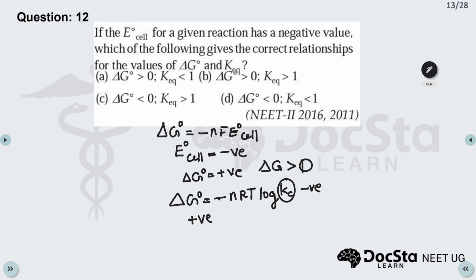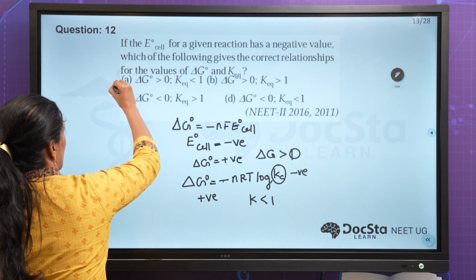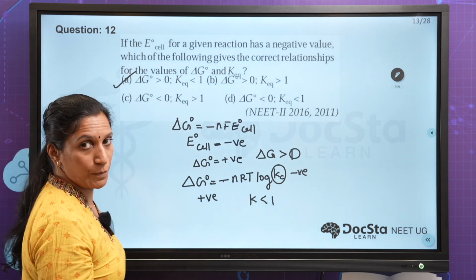That means the equilibrium constant should be less than 1. The equilibrium constant should be less than 1, and our delta G0 should be greater than 0. So delta G should be greater than 0 and the equilibrium constant should be less than 1. So the correct option regarding this question is option A.